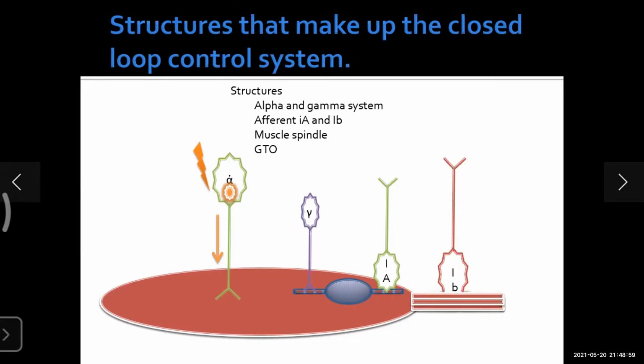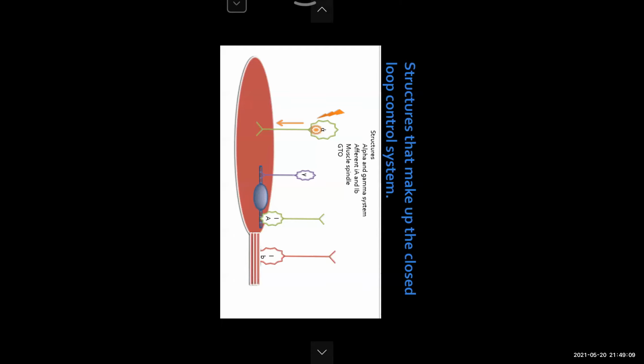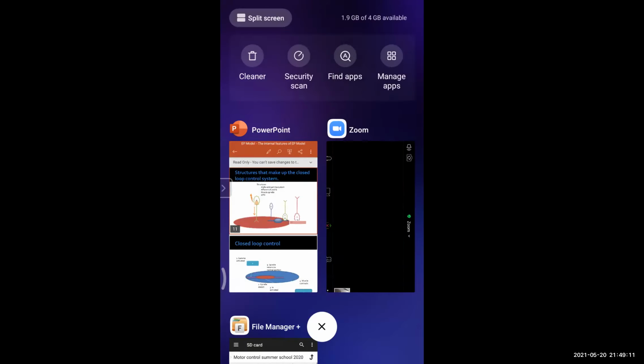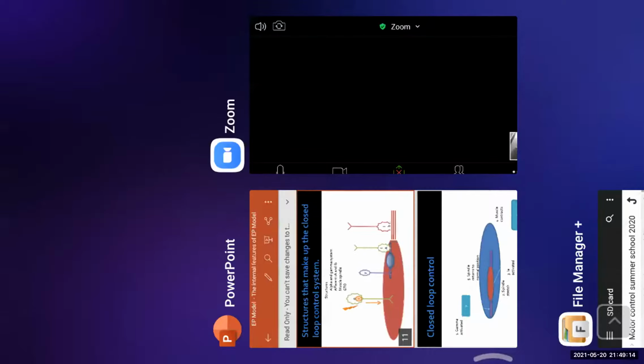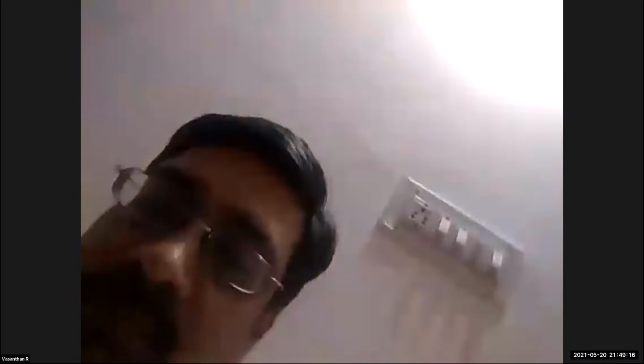Okay, if your gamma is very active, what do you think will happen to the resistance or the pull which is given by the muscle? I just want everyone to understand this because this is one of the basic ideas in the control. Yeah. I didn't understand your question. What's the question, sir?